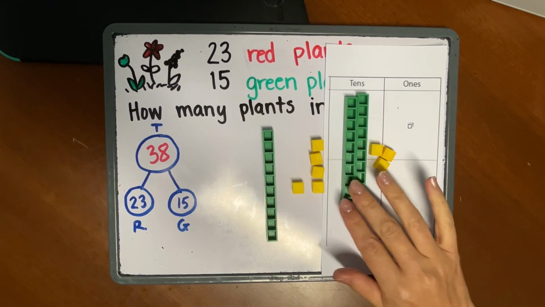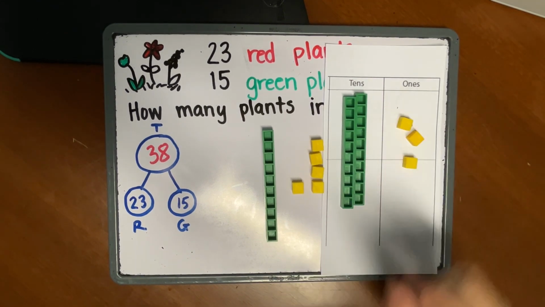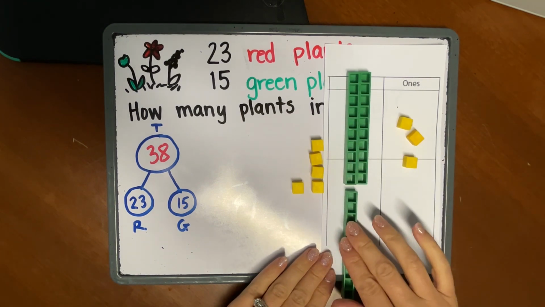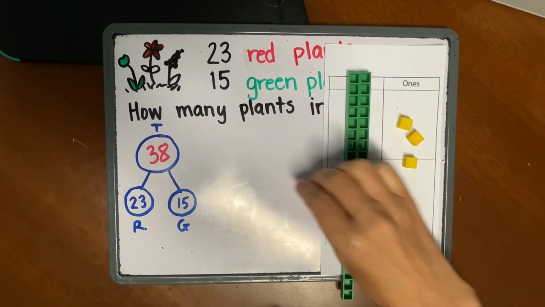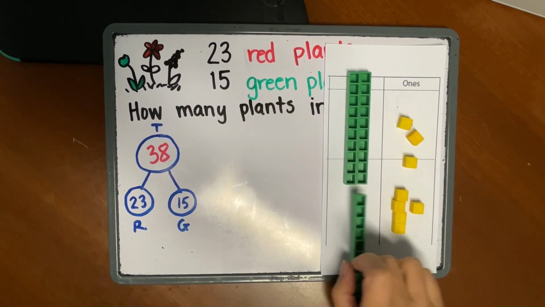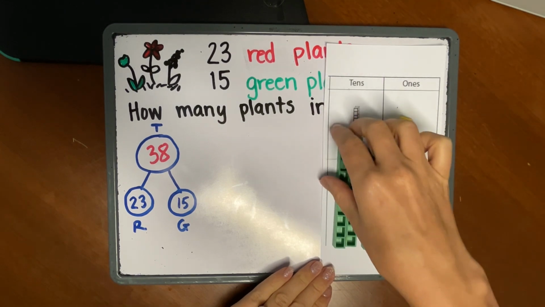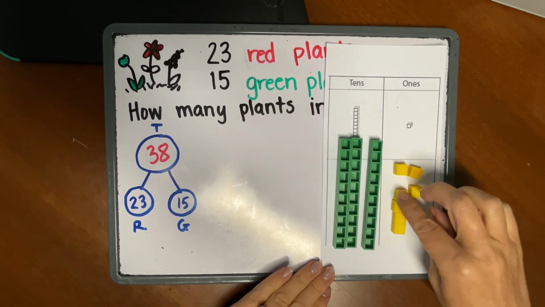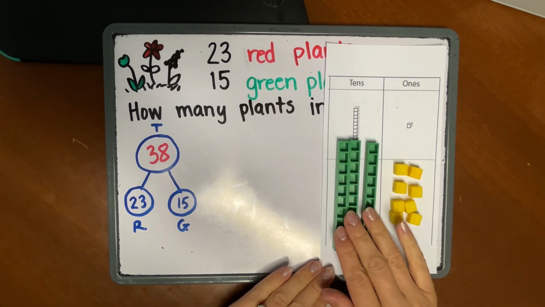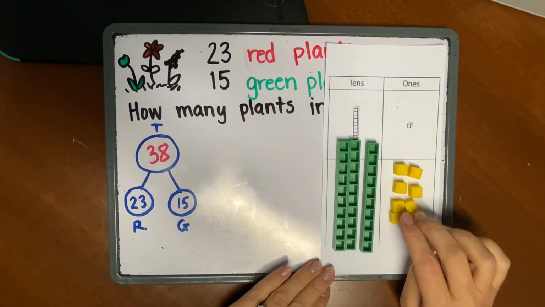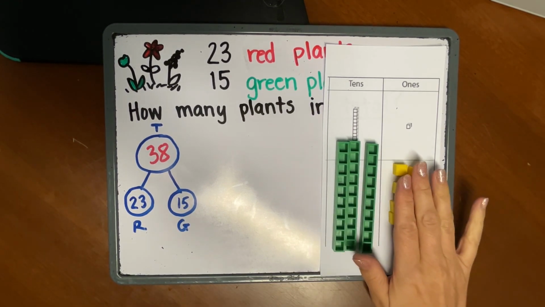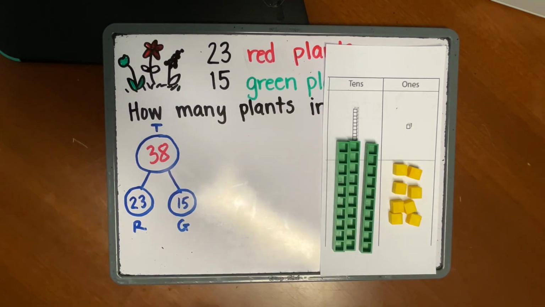Well, I know I had 23 red and I had, I'm going to run out of space a little bit, 15 green. And when I put them together, I can see that I had 3 tens and 2, 4, 6, 8 ones. 3 tens and 8 ones is 38.